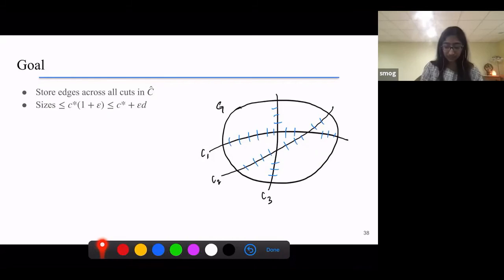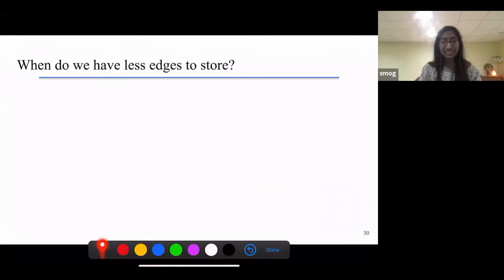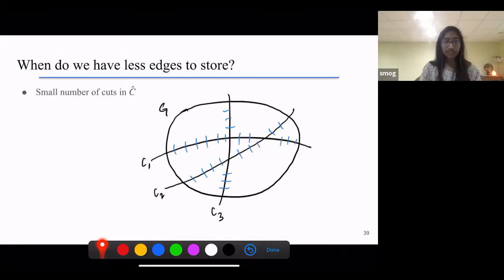Okay, so we're storing these edges across approximate min cuts, and we want to know when we have fewer edges to store, because that's our goal, right? So we say, okay, maybe if we have a small number of cuts to store, then we'll be all good. Because if we have a small number of cuts and then a small number of edges per cut, because these are min cuts, then in total we'll have just a small number of edges if we pay for each of them separately, and we're all good.